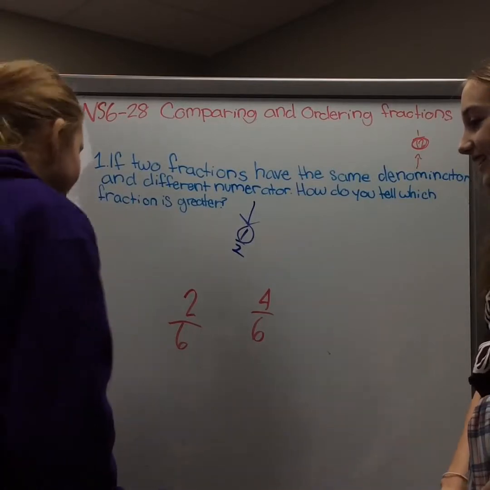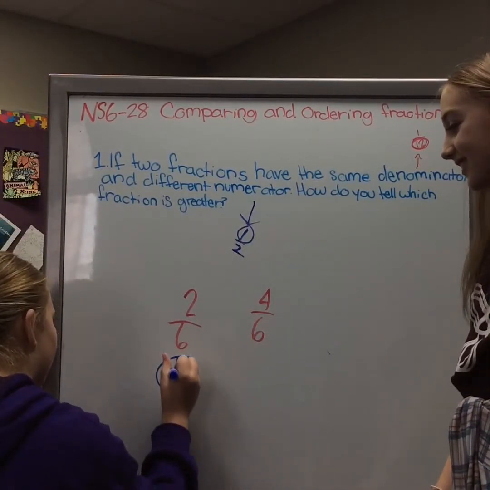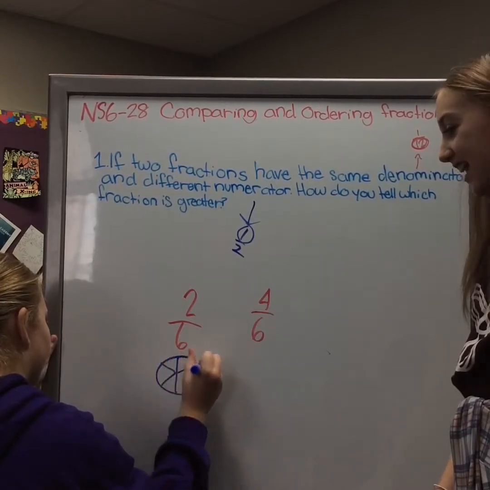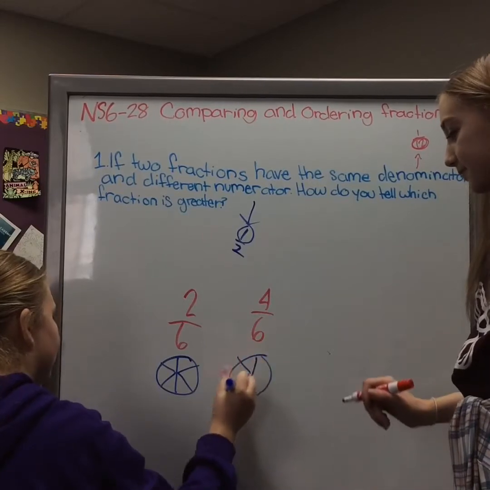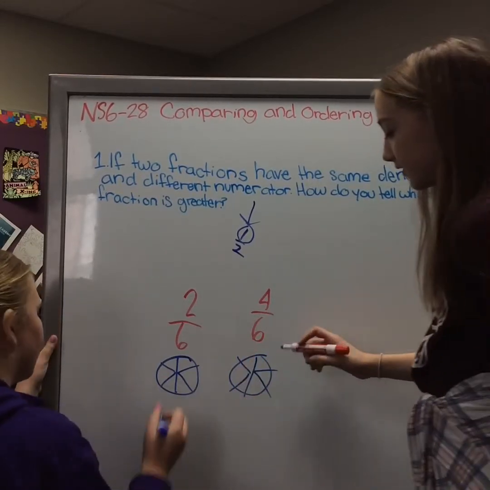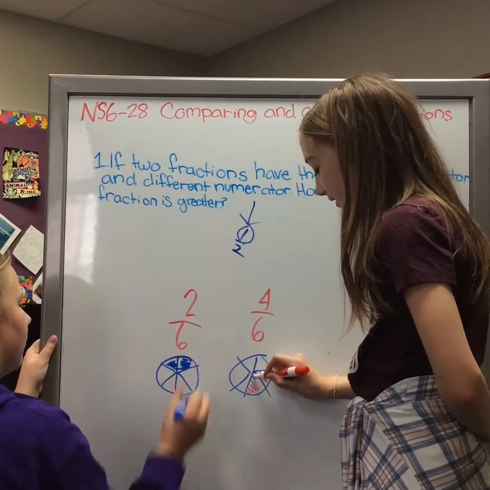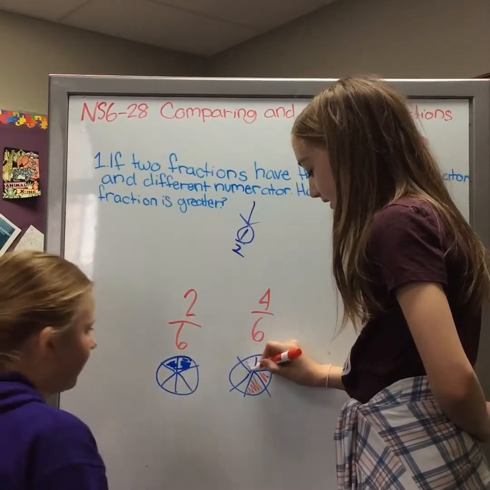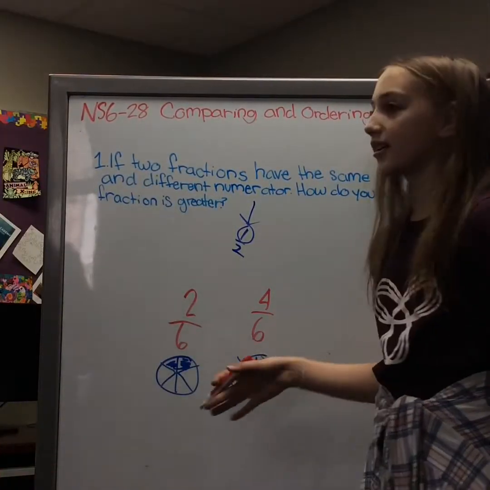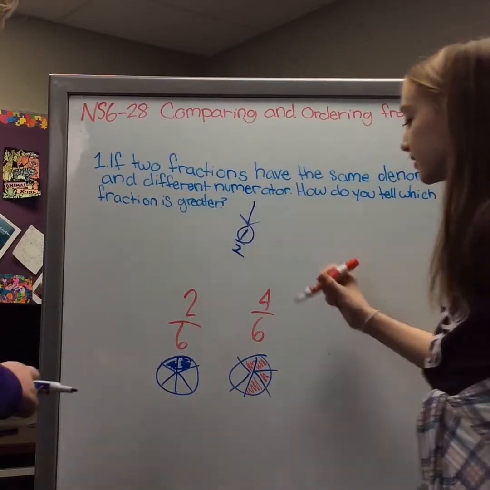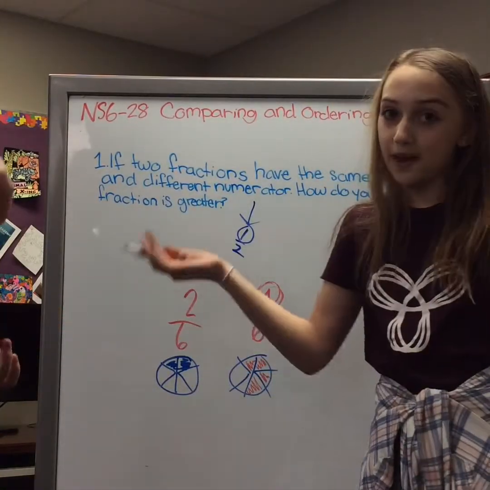So how you know is, like if you had some pies, then which one would you have more of? If you had 2 pieces of this pie, or 4 pieces of that pie? So it's kind of obvious that you shaded more area on this pie. So it's this fraction that's greater because you have more pie.